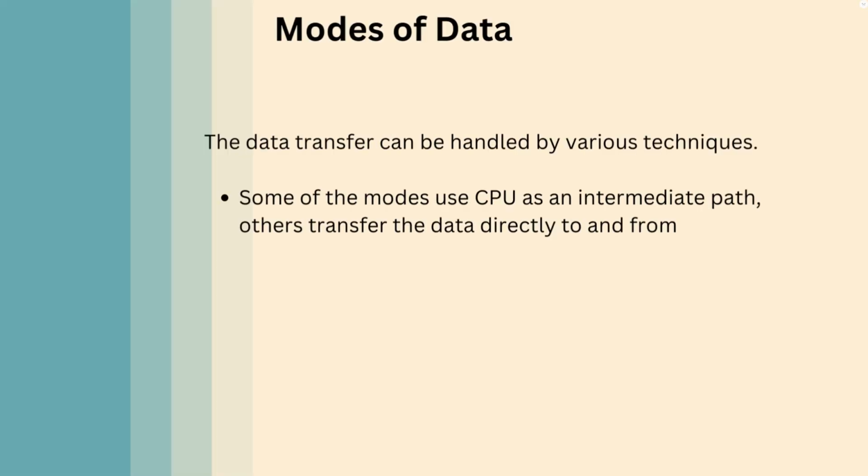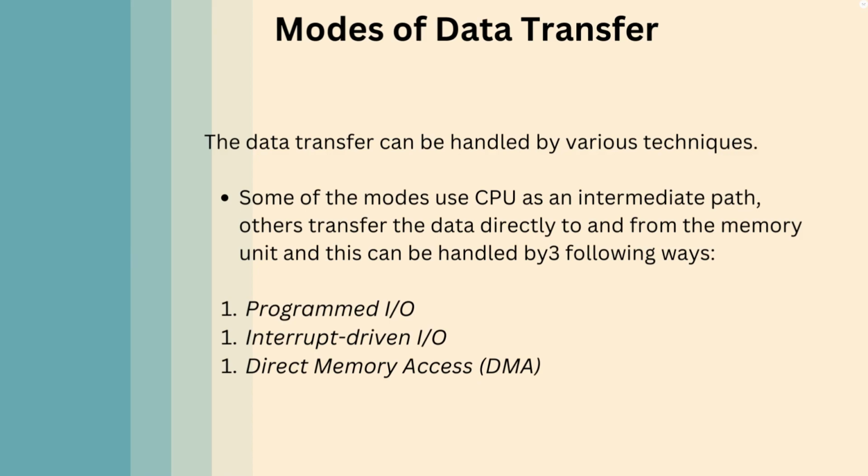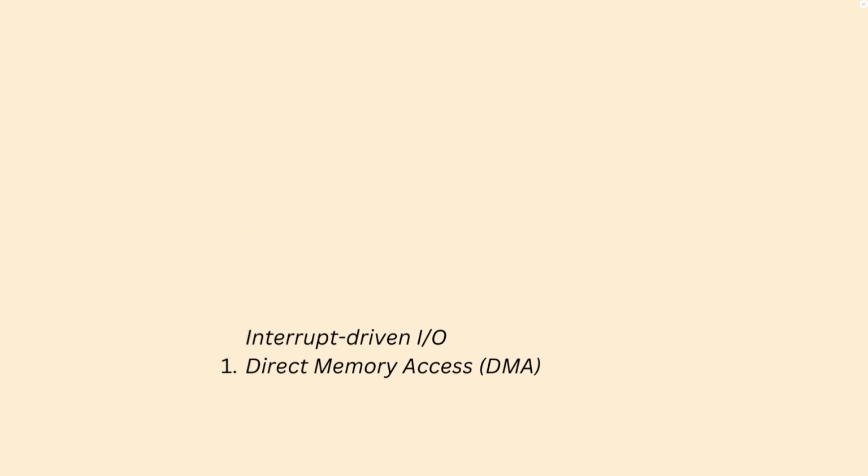So first of all, we will learn about modes of data transfer. So first, what is data transfer? Data transfer refers to the secure exchange of large files between systems or organizations. The data structure can be handled by various techniques. Some of the modes use CPU as an intermediate path, others transfer the data directly to and from the memory unit, and this can be handled by three following ways. So the first is programmed input output, second is interrupt driven input output, third is direct memory access, DMA.